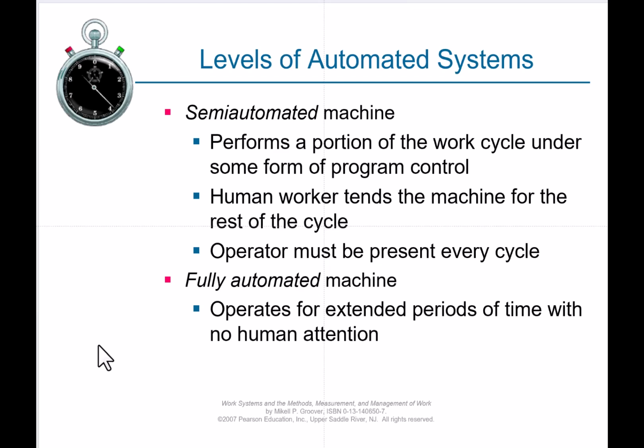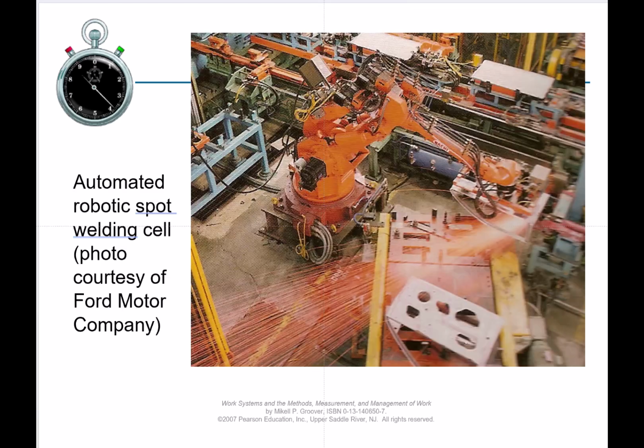You may go into food processing, where they make, let's say, frozen waffles. They are pouring waffles every time, and then they go onto a conveyor. Those can be examples of fully automated machines. This is an example of robotic spot welding in an automotive assembly company, courtesy of a motor company, where you see the robot doing the spot welding at different parts.